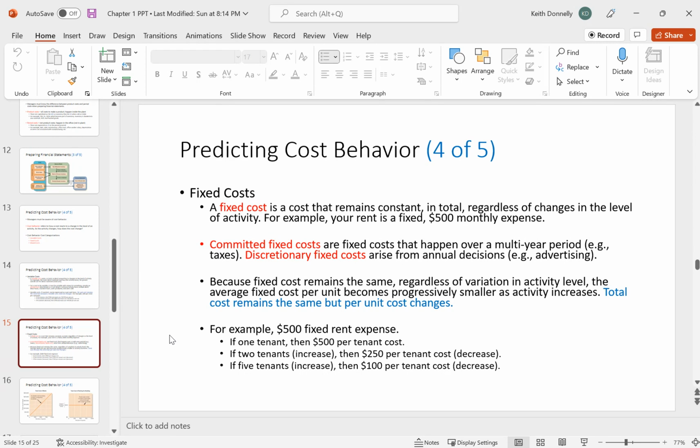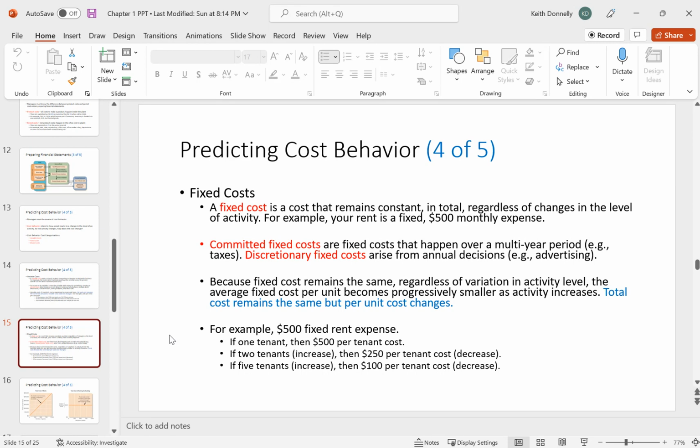Now, with fixed costs, the total cost is going to remain the same regardless of activity level. So in this framework, the average fixed cost per unit is going to become smaller as the activity level becomes bigger. In other words, with fixed costs, our total cost remains the same, but our per unit cost changes.